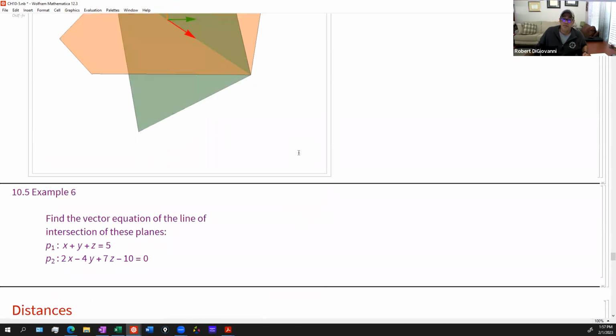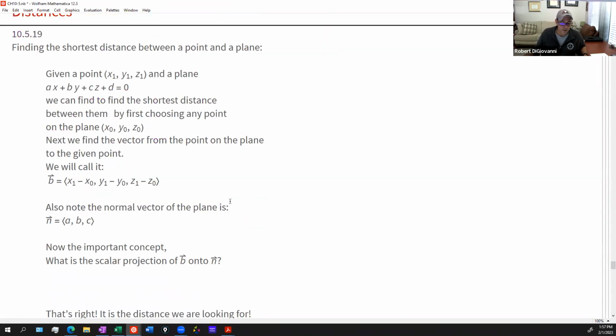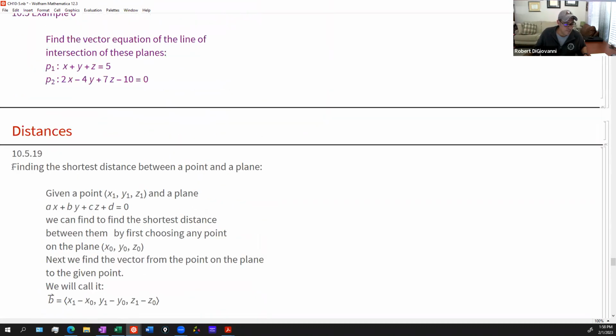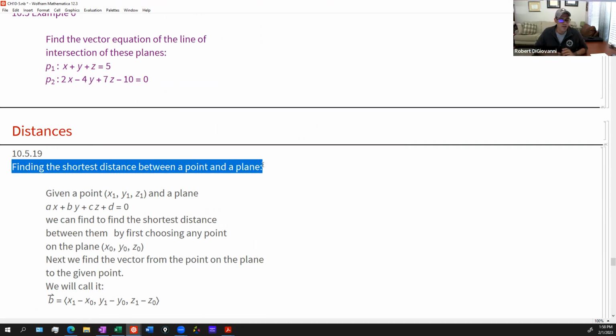All right, moving on. The next two things I think are the most important. And I mean, you need to know how to do all this other stuff or you can't do anything after it. But these two results that we're about to talk about are, to me, like, wow. This would be really hard to do without this formula that we're going to get. So let me first tell you what we're going to try and do. We're going to be trying to find the shortest distance between a point and a plane.